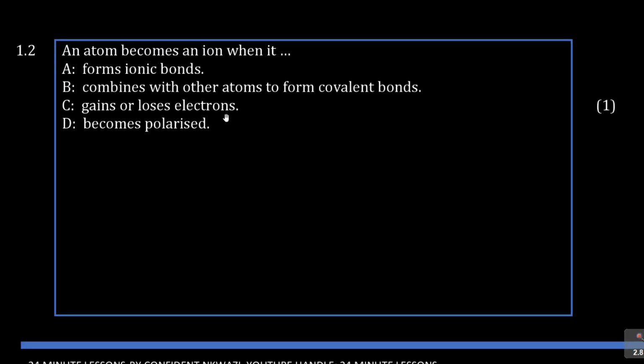Look at the next question. It says an atom becomes an ion when it what? How does an atom become an ion? As we say, it can become an ion if it loses electrons, or even if it gains. So whether you lose or whether you gain electrons, it's also called an ion.